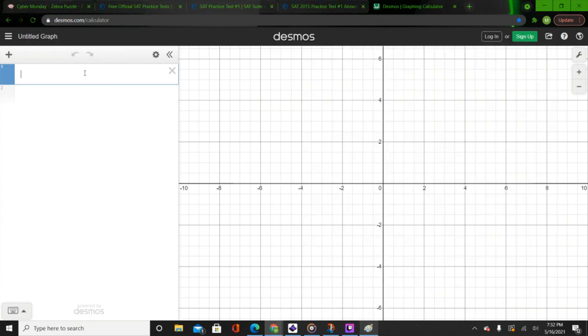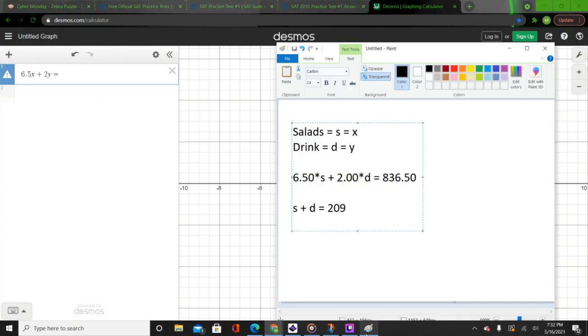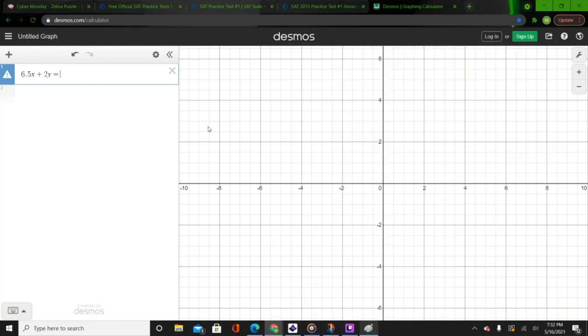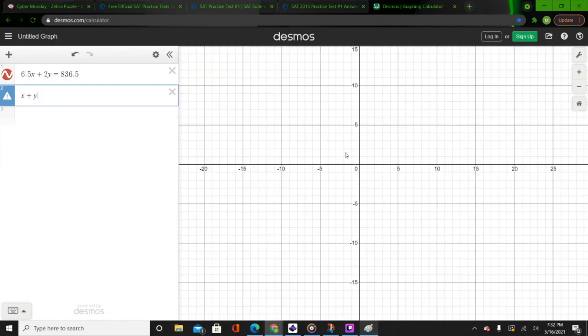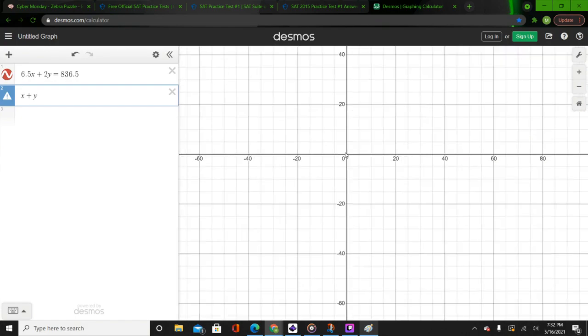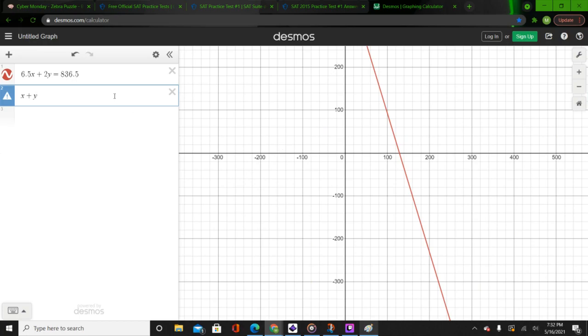So 6.5x plus 2y is equal to, what did it say? Yeah, 836.5. And this is x plus y. Wait, I didn't zoom out, I forgot about that. x plus y is equal to, what was it, 200?